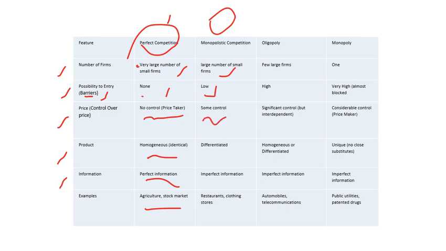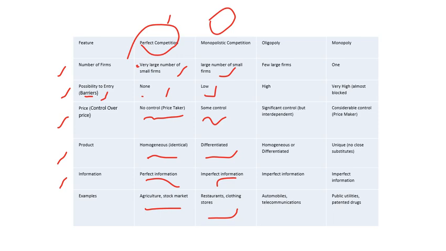Control over price: they don't have full control, but only some control, because of branding and marketing. The product: they produce a similar product but differentiated through branding and marketing strategies. Here there is imperfect information, and examples for this type of market are restaurants and clothing stores.